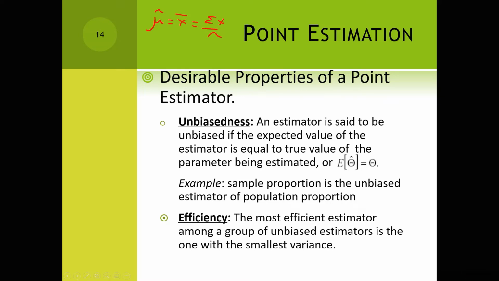What does it mean? First of all, let's try to understand intuitively what it means, and then we look at this mathematically. What does it mean by the fact that it should be unbiased? Unbiasedness means that an estimator is said to be unbiased if the expected value of the estimator is equal to the true value of the parameter being estimated.